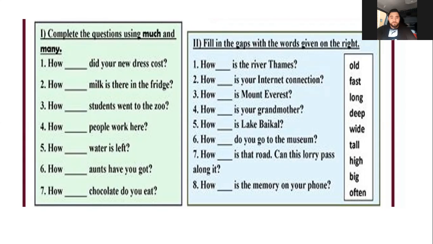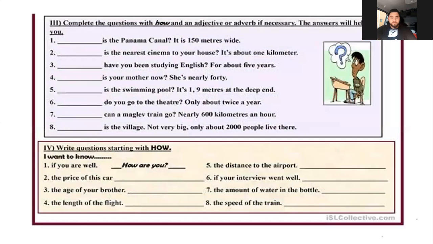Number six? How often? How often? ¿Qué tan a menudo vas al museo? Okay, number seven? How wide? Yes, how wide is that road? Can this lorry pass along it? Okay, number eight? How big? Big. Yes, it's the memory on your phone. Very good. Congratulations. So now we go to the exercise.